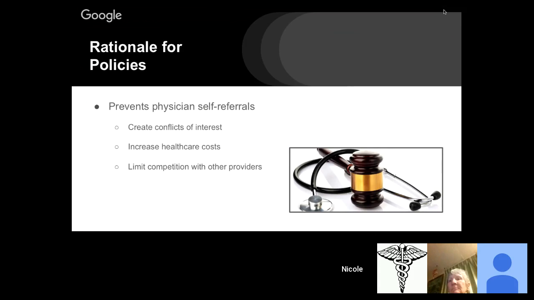For example, the referral must be by a physician involving one of the DHS, which is the designated health services covered by Medicare or Medicaid. So in the next part, Nicole will take us to learn more about the individual Stark Law 1, 2, and 3 briefly.